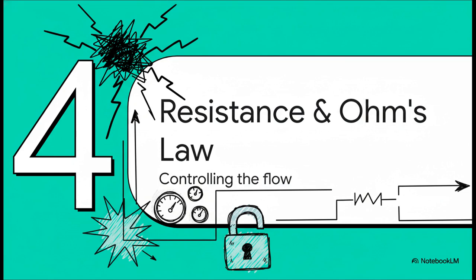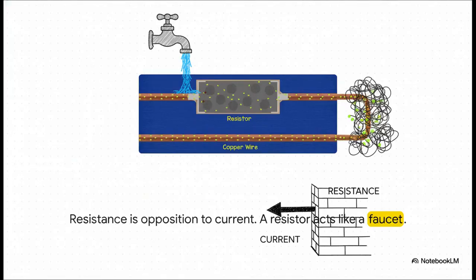We need a way to tame that current. And that control has a name, resistance. A resistor is basically a bottleneck. It's like a faucet in our electrical river. The charge flows easily through the wire, but when it hits the resistor, it gets squeezed and slowed right down. A resistor is how we tell the current exactly how much we want it to flow and where.